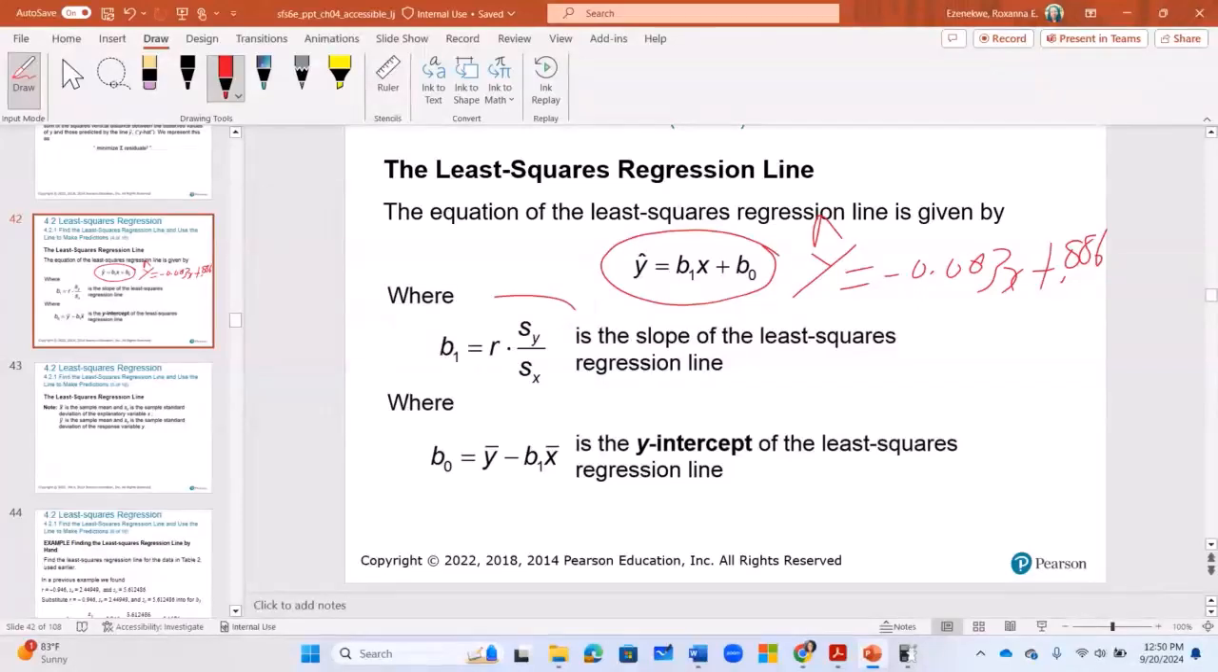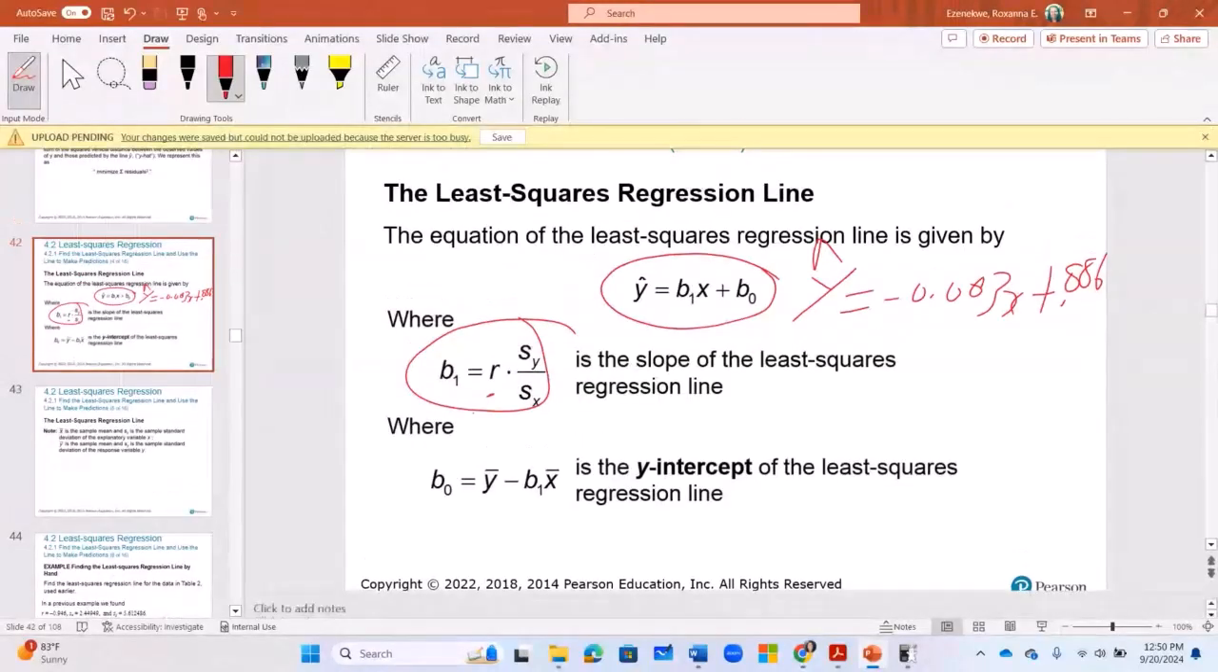I want you to know that they could actually give you a formula where b1, the slope, is r multiplied by the standard deviation. This is the coefficient. If you use a z-score, then you have sy over sx.